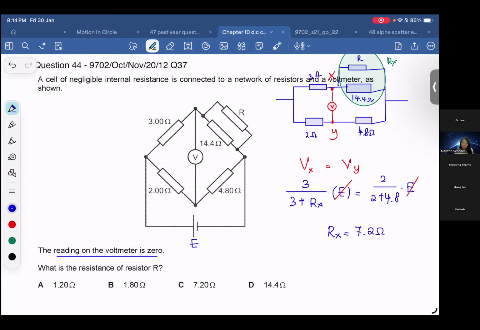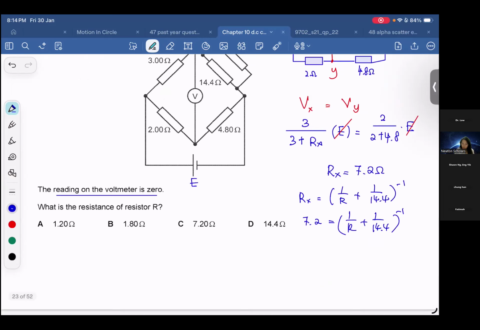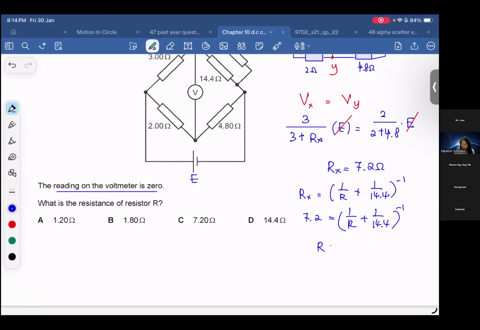But that is not our answer yet, because this is Rx. So Rx is actually the parallel combination of R and 14.4: 1 over R plus 1 over 14.4, inverted. So this one is 7.2. At the end, solve it using mathematics. You should be able to get R is 14.4 ohm. Answer is D. Okay, answer is D.